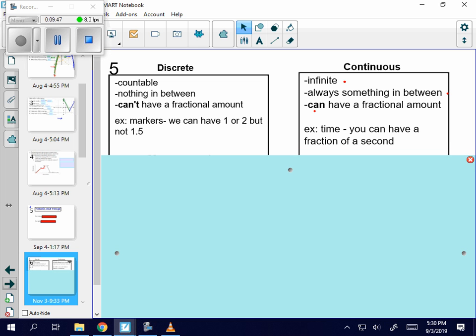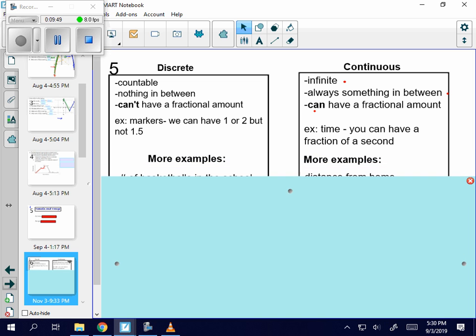Let's look at more examples. For discrete, number of basketballs in the school. A half a basketball isn't a basketball. We can only have whole numbers. But continuous would be your distance from home. You could be a mile from home, you could be half a mile from home, a quarter of a mile, you could be one step away from home.